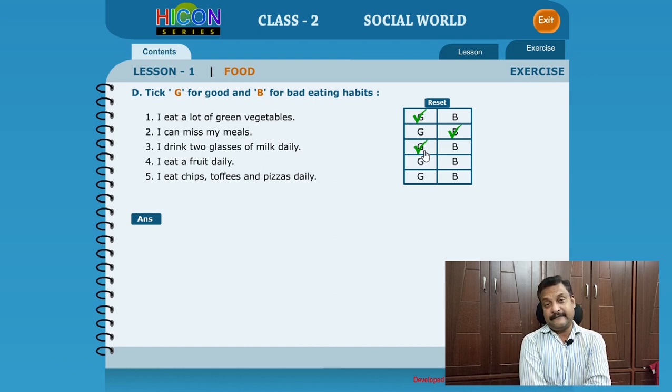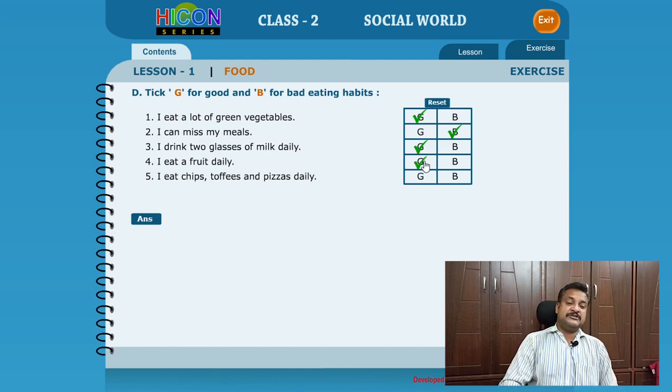I eat a fruit daily. Yeah, I eat a fruit daily. Fruits and vegetables should be eaten daily. I eat chips, toffees and pizzas daily. The last sentence: chips, toffees and pizzas, they are called junk food.